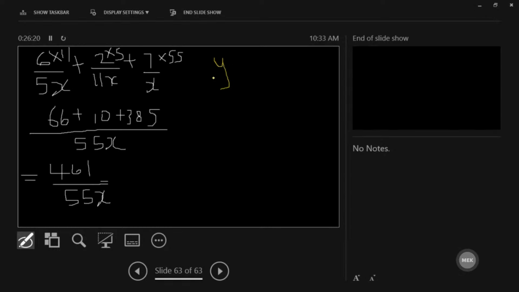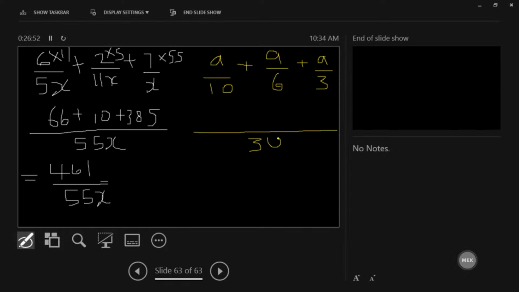So let's say y over 10. Why did I choose y? I'm not going to choose y because it's going to be difficult to write with that long stroke getting in the way. So I'm going to use, let's say, a over 10 plus a over 6 plus a over 3. So the LCM of 10, 6, and 3, that's 30.